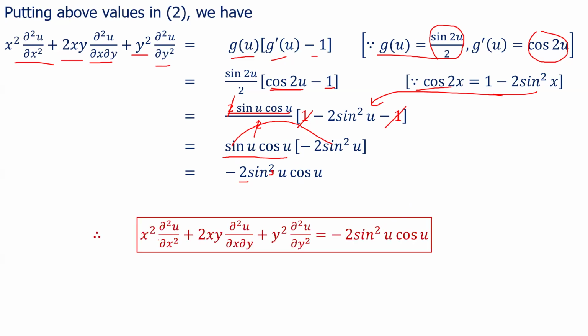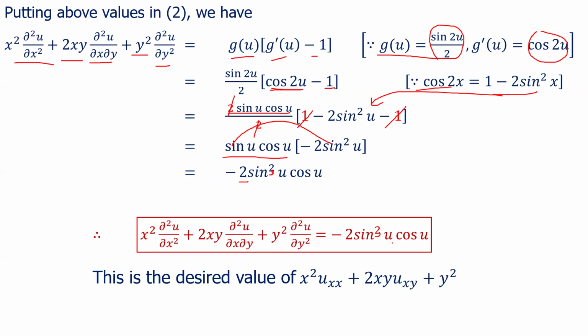Therefore, x² ∂²u/∂x² + 2xy ∂²u/∂x∂y + y² ∂²u/∂y², which is equal to minus 2 sin³ u cos u. This is the desired result of x² u_xx + 2xy u_xy + y² u_yy. Thank you.